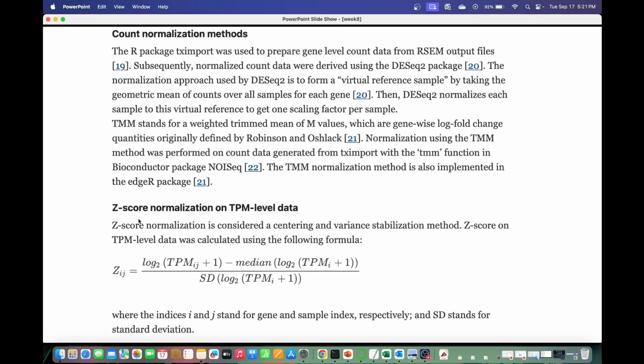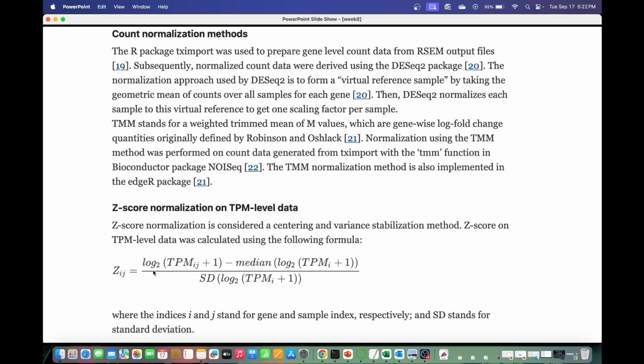Another type of normalization is z-score normalization, when you are trying to convert the data set to a normal distribution. It's considered a centering and variance stabilizing method, because you're converting that into a Gaussian distribution. Z-score on TPM level data is calculated using this formula. So basically, this is the Z-score formula only. You're just taking the log scale. So yeah, this is how it is calculated.